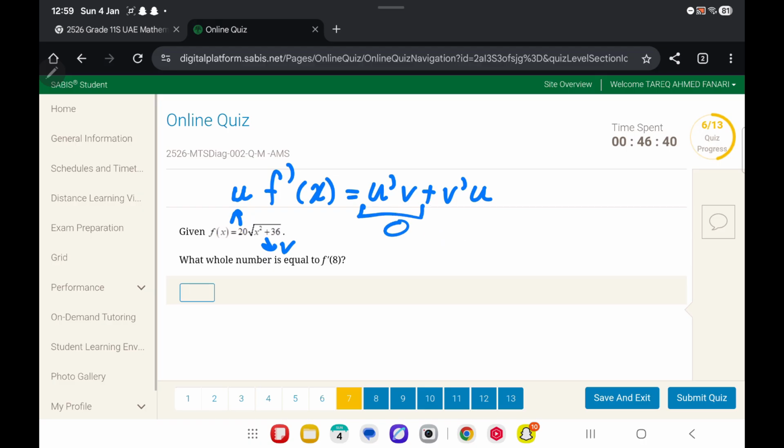Now, v prime u. Let's derive v. V is equal to radical x squared plus 36. Okay, so this can be rewritten as what?